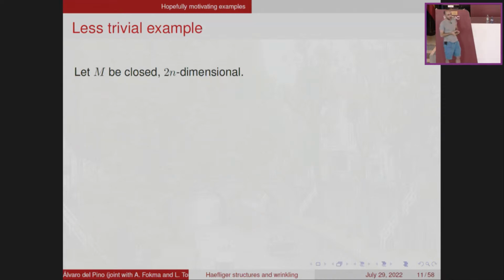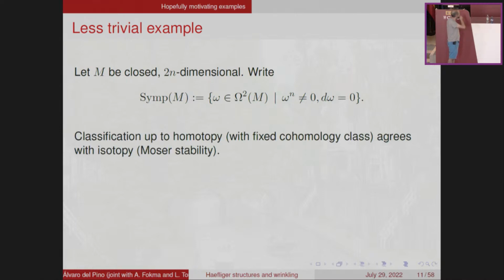Okay, so now let me do, for contrast, a more interesting example, perhaps. I want to look now at closed even-dimensional manifolds, and I'm going to write simp M for the space of symplectic structures on them. The classification up to homotopy in a fixed cohomology class is the same as a classification up to isotopy for symplectic structures in closed manifolds. This is just Moser stability. So these two things are related in a non-trivial way in this case.